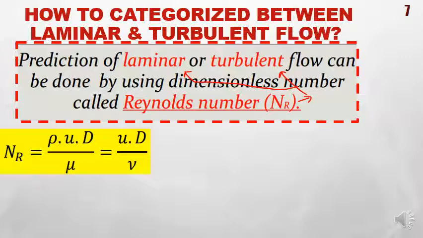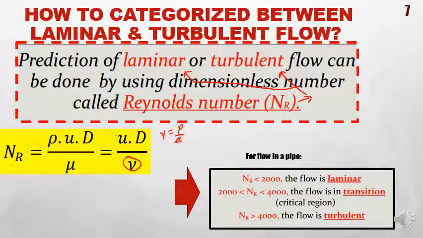Or sometimes you can also use this term. The formula can also be rewritten into this term, where nu is the ratio between viscosity divided by density, the kinematic viscosity. So for the flow inside the pipe, we will know whether it is laminar, transition or turbulent flow based on the value that you calculate here.